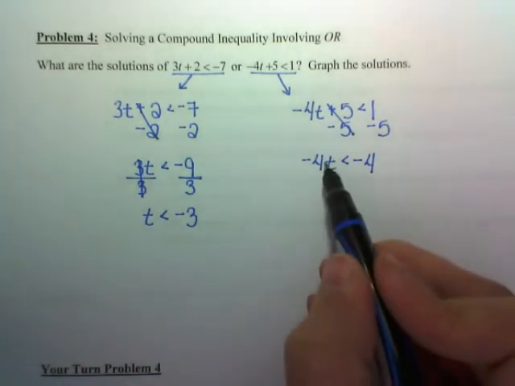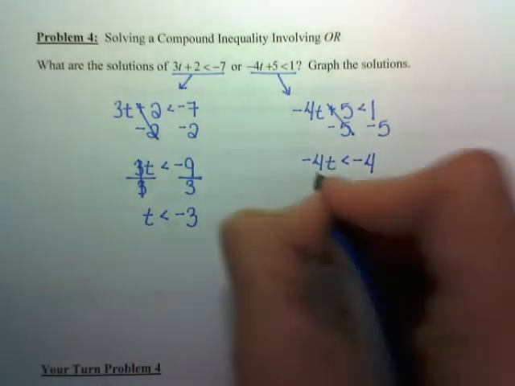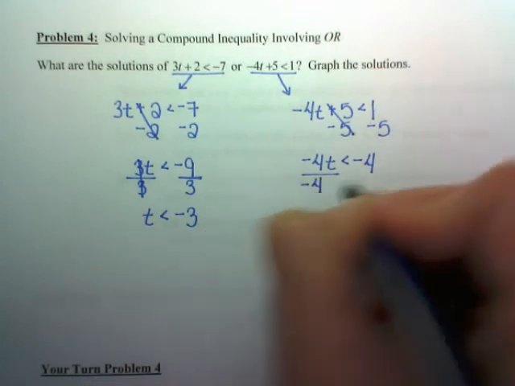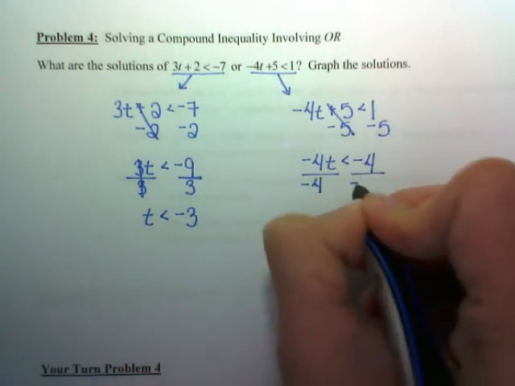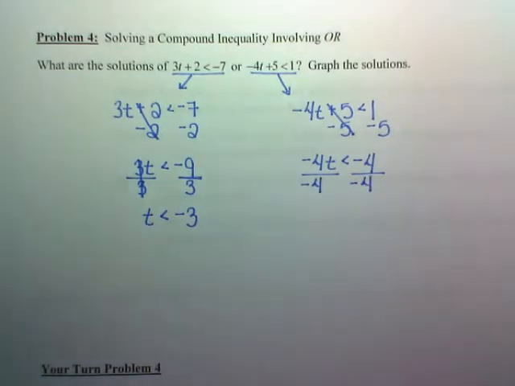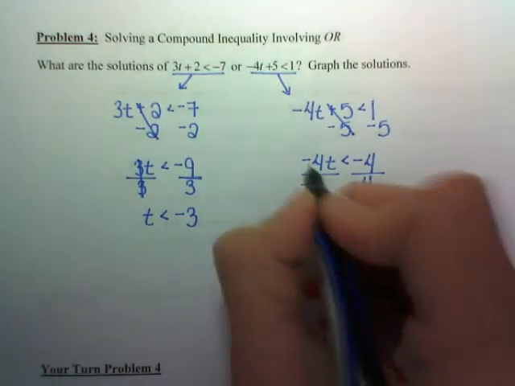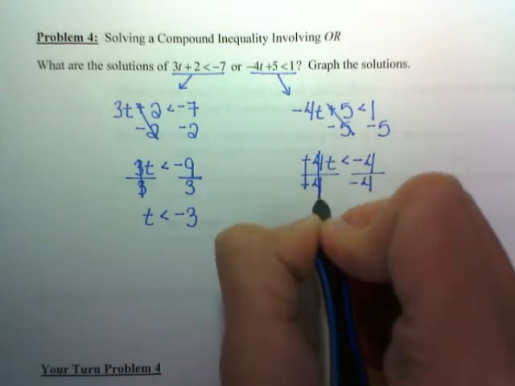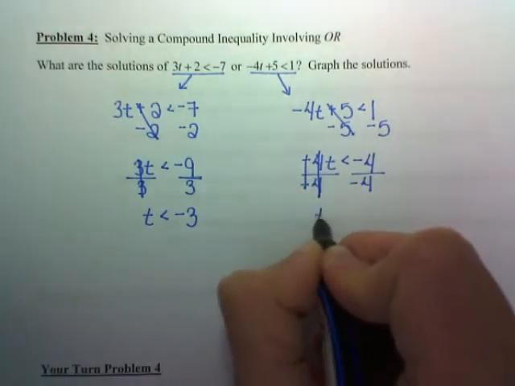The inverse of multiplying by negative 4 would be to divide by negative 4. Make sure you keep everything nice and organized and lined up, and this will keep you from making mistakes. If I divide both sides by negative 4, negative divided by negative gives me a positive. 4 divided by 4 is 1, so that's positive 1t.